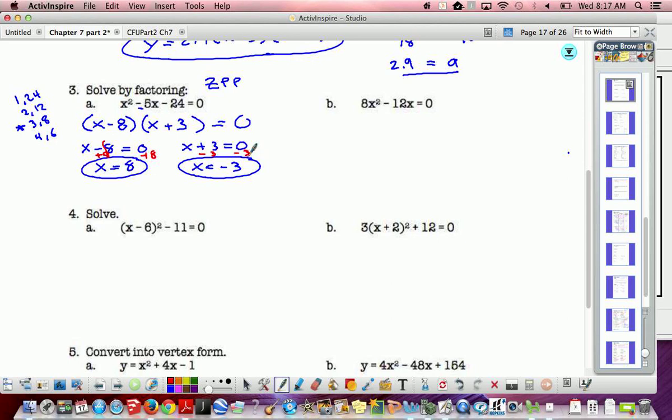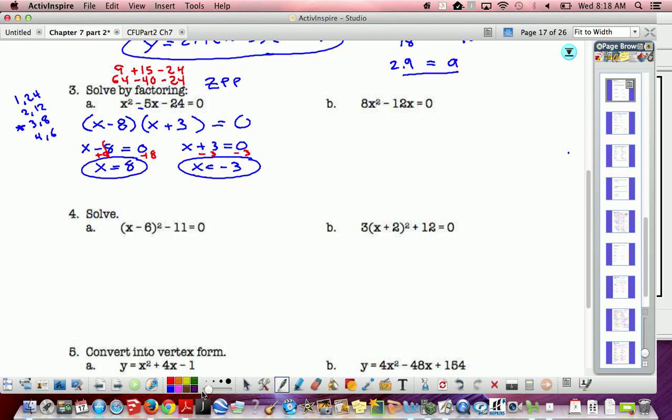If I just plug in, and I'll just check 8 here, 8 squared is 64. 5 times 8 is 40. 64 minus 40 is 24, minus 24 is 0. If I try -3, I get 9, then this becomes plus 15 minus 24. 9 plus 15 is 24. 24 minus 24 is 0. I know my answers are correct.